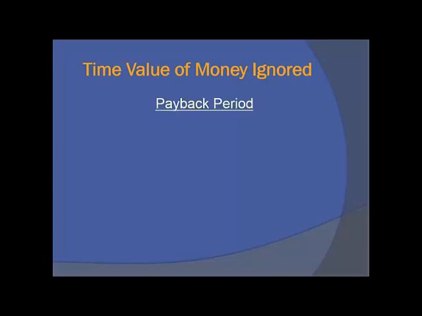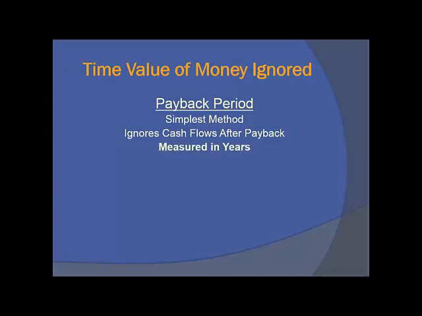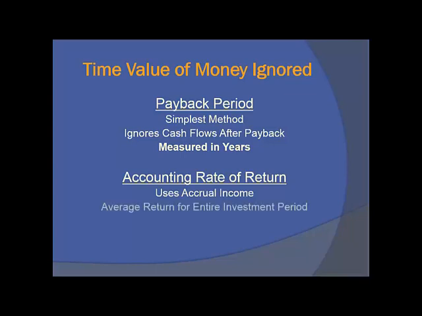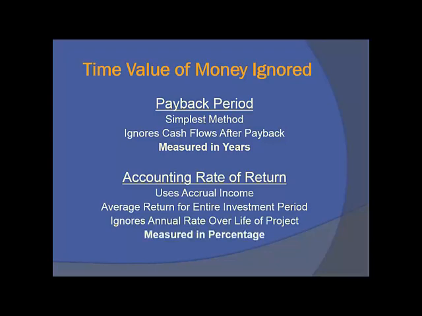Now to review the time value of money when you ignore it, the tool is the payback period. It's the simplest method. It ignores the cash flows after the payback. It's measured in years or time. The accounting rate of return is also another one where you do not use the time value of money. It uses accrual income instead of cash flows. It's the average return on the entire investment, and this is an estimate. It ignores the annual rate over the life of the project. That's the problem. And it is measured in a percentage.